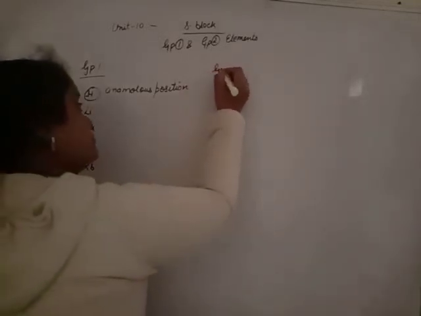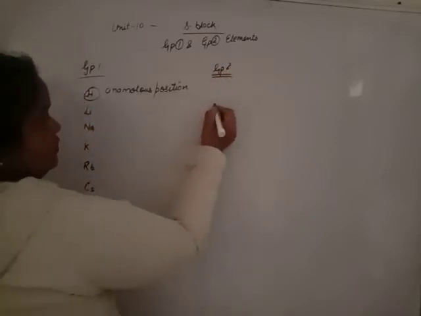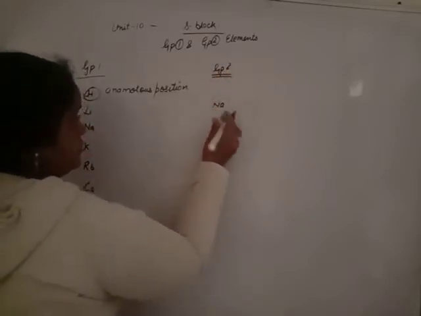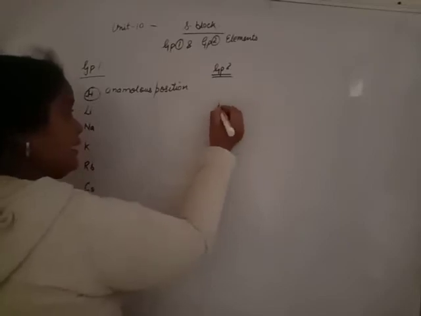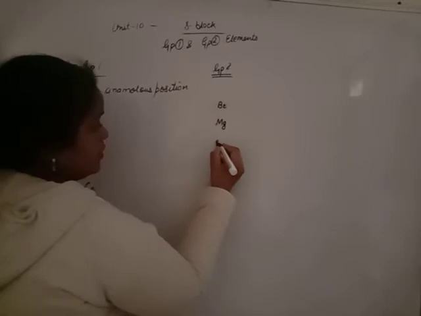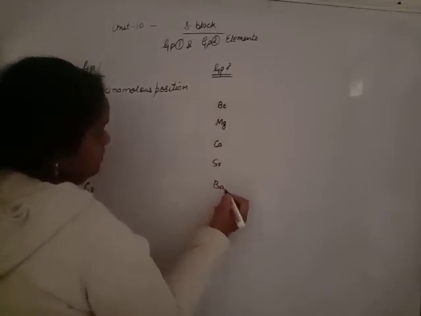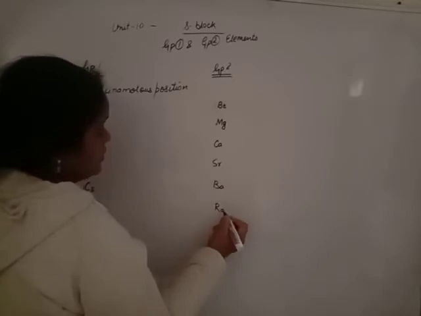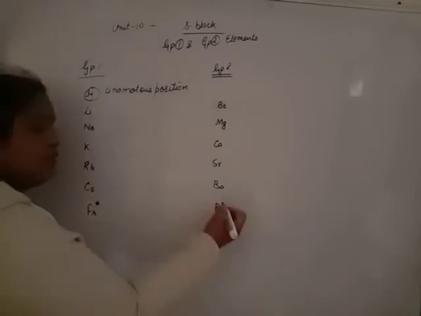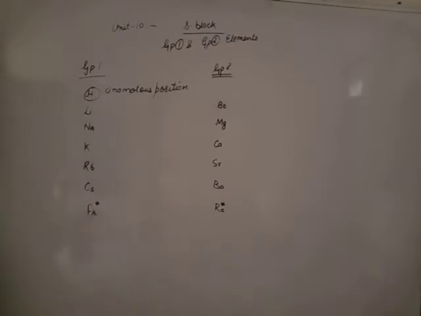Now group 2 elements. Group 2 elements are beryllium, magnesium, calcium, strontium, barium and radium. Again, radium is radioactive, so it can't be studied more.